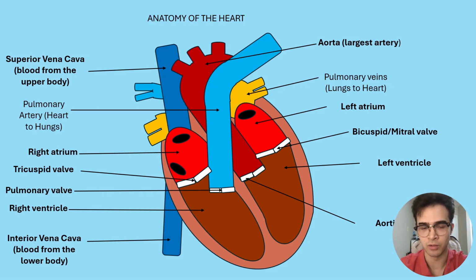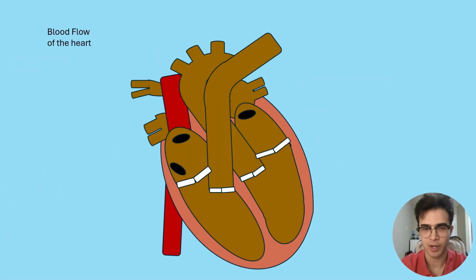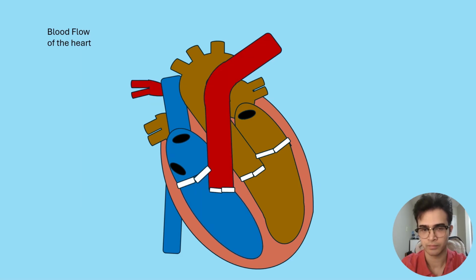Next, we're going to track the blood flow. So now we're going to track the blood flow of the heart, now that we know its parts. We start at the vena cava, inferior and superior, which both lead blood into the right atrium. The right atrium pushes blood into the right ventricle, and then that pumps blood throughout the pulmonary arteries, which go to the lungs. After the lungs, the blood is now oxygenated. So everything you see in blue is deoxygenated blood.